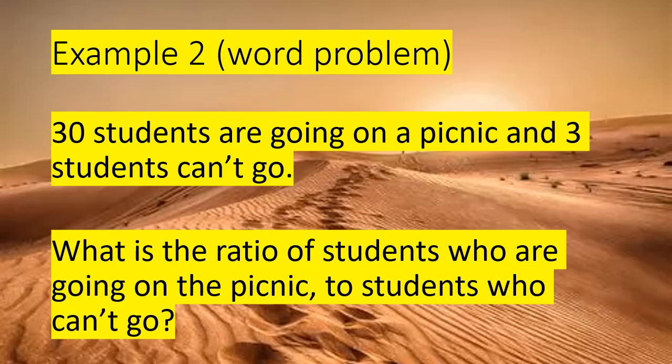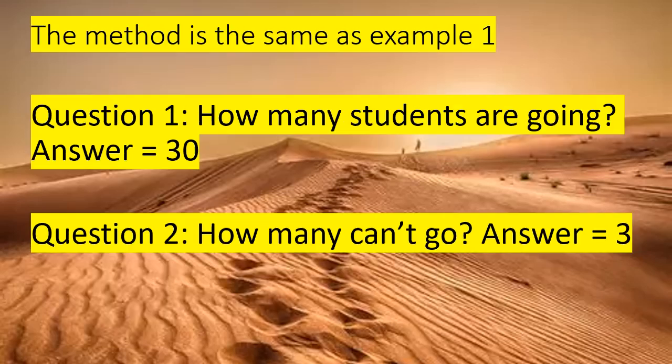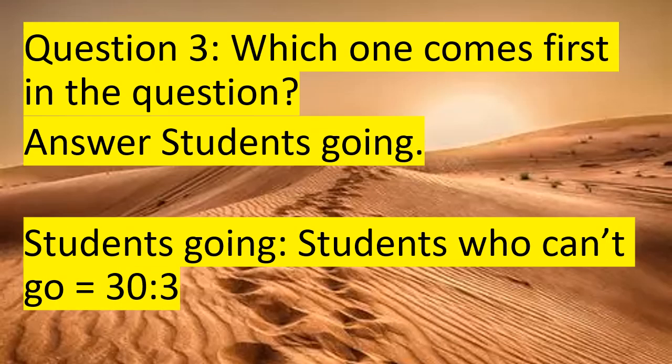So here's an example as a word problem. 30 students are going on a picnic and 3 students can't go. What is the ratio of students who are going on the picnic to students who can't go? The method is the same as the first example. How many students are going? The answer is 30. How many can't go? The answer is 3. Third question, which one comes first in the question? Students going. So students going ratio students who can't go is 30 ratio 3.